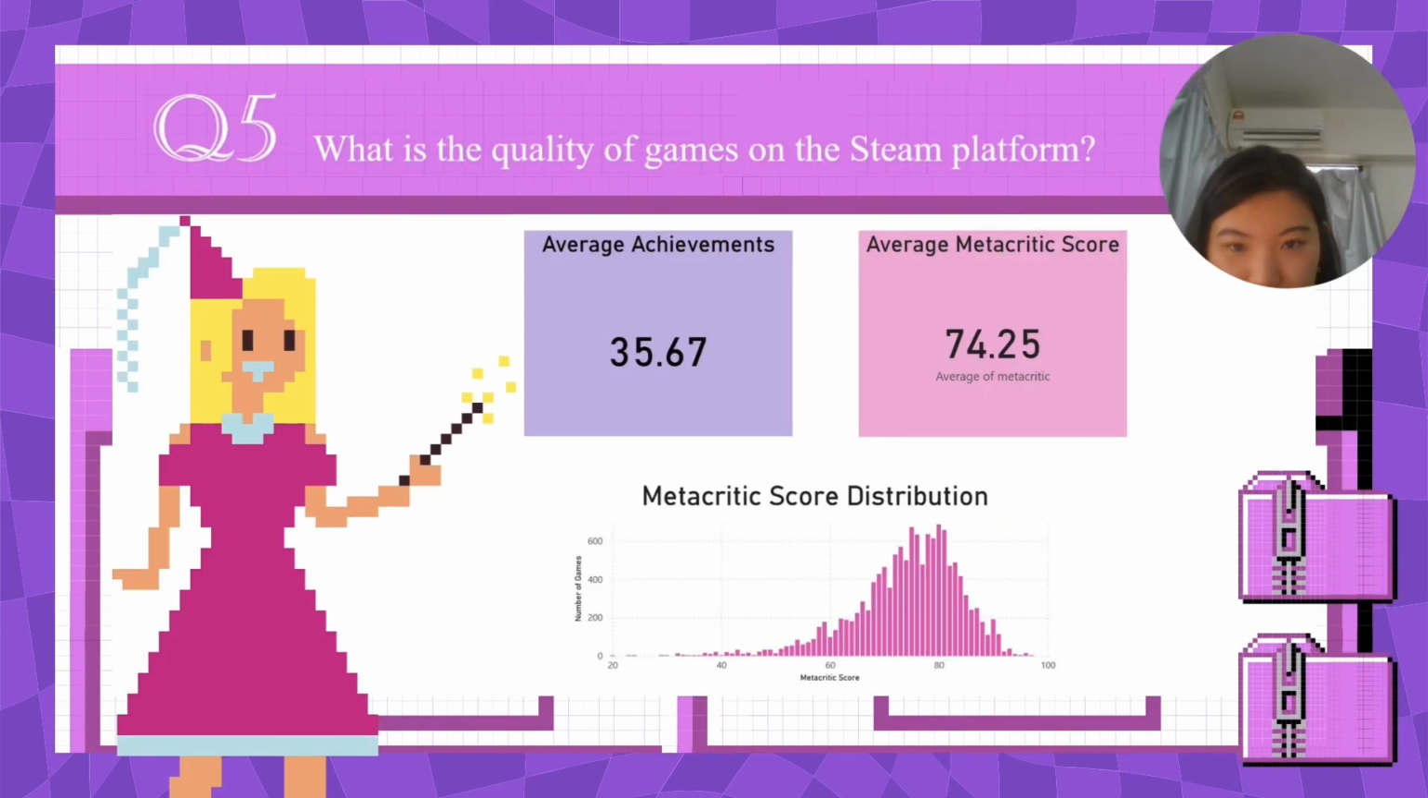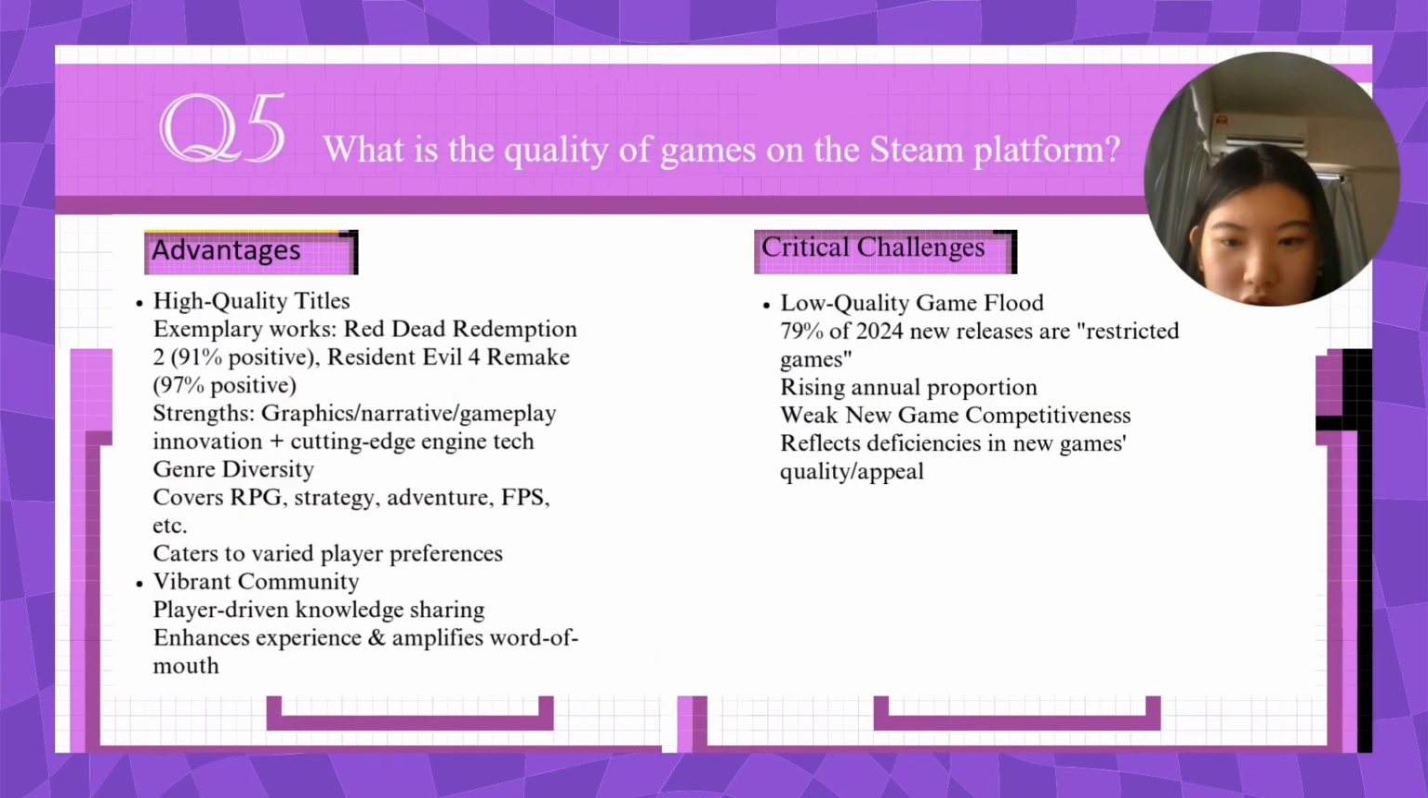Question 5 is about the quality of games on the Steam platform. Steam, a world-renowned games platform, is like a treasure house with a vast amount of resources. For example, Red Dead Redemption 2 with a 91% favorable rating, and Resident Evil 4 remake with a 97% favorable rating, bring an excellent experience with top-notch engine and visual technology. Rich genres such as role-playing and strategy meet the needs of various players, and the active community also makes it easier for players to communicate and share.